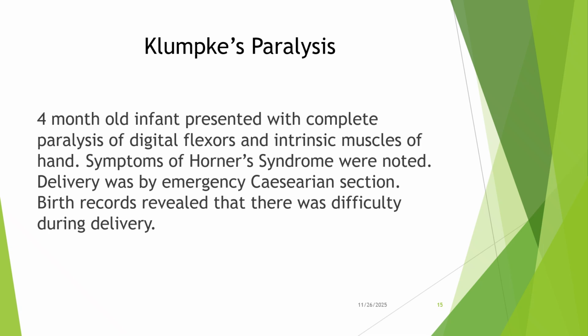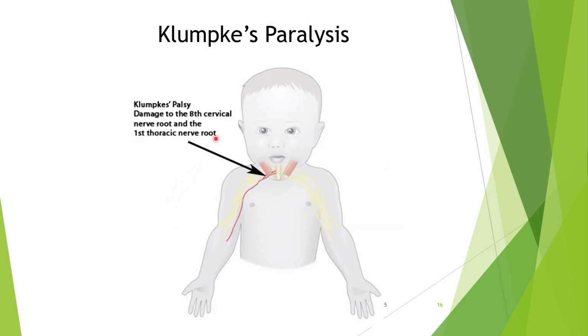Here is a case. A 4-month-old infant presented with complete paralysis of digital flexors and intrinsic muscles of the hand. Symptoms of Horner syndrome were noted. Delivery was by emergency cesarean section. Birth records revealed that there was difficulty during delivery. So this is a clear case of Klumpke's paralysis where there is damage to C8 and T1.